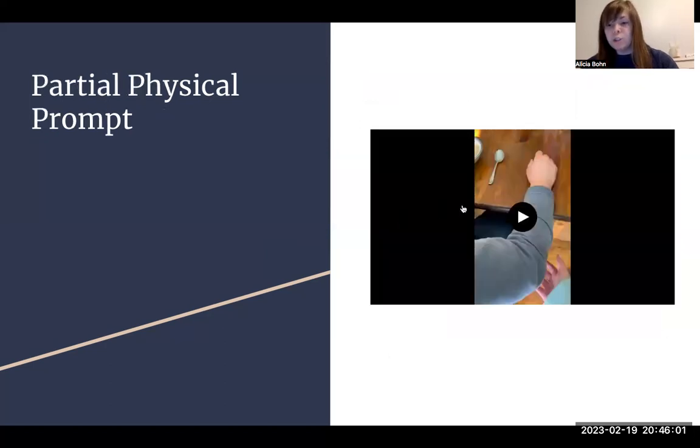The next is partial physical prompt. So we're targeting the same skill of picking up the spoon, except this time I'm going to be guiding him by holding his elbow to guide him towards the spoon. But this time, no hand over hand is being used.